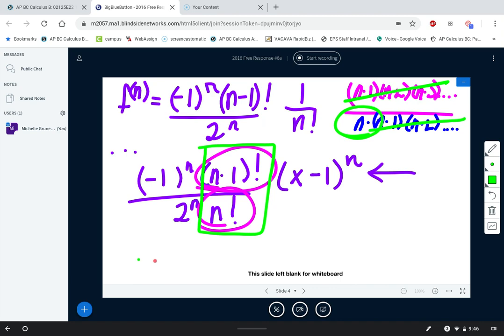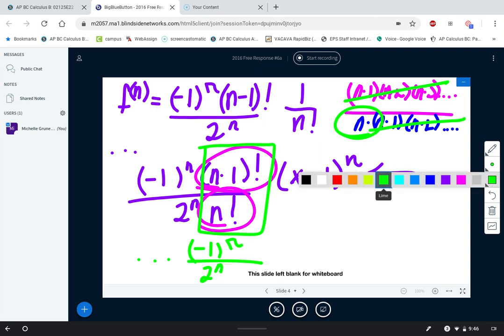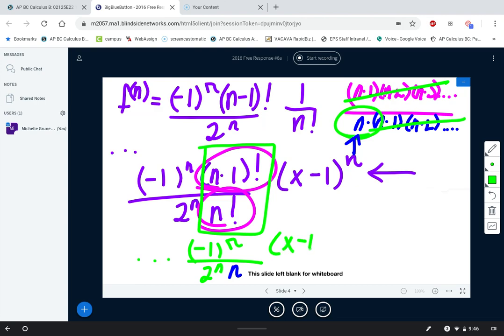So going back to my dot, dot, dot from the previous screen, I'm going to have negative 1 to the nth over 2 to the n. And now instead of this in the green box, I'm just going to put the n from here after I reduced. And then I have the x minus 1 to the nth. So this is my general term.